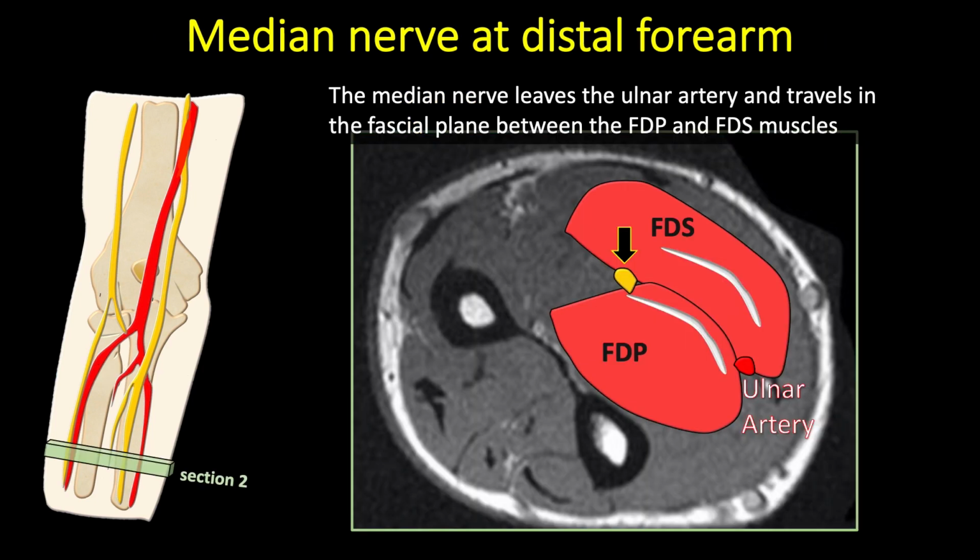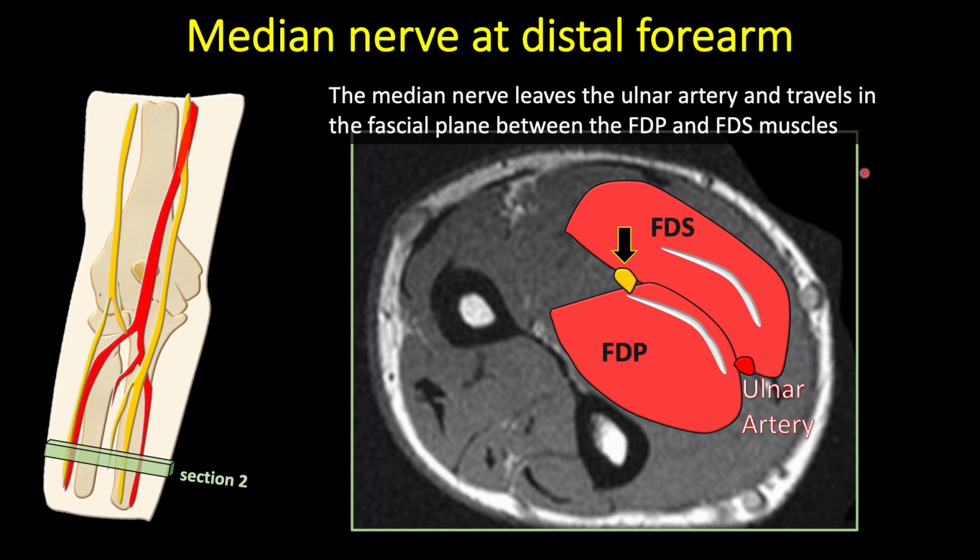Now let's look at the median nerve in the distal forearm. Here it is usually simple to locate this nerve as it is placed in a quite superficial position. In the distal mid-forearm, the median nerve progressively leaves the ulnar artery and starts to travel in the fascial plane between the flexor digitorum profundus and the flexor digitorum superficialis muscle, and it is usually surrounded by fat.